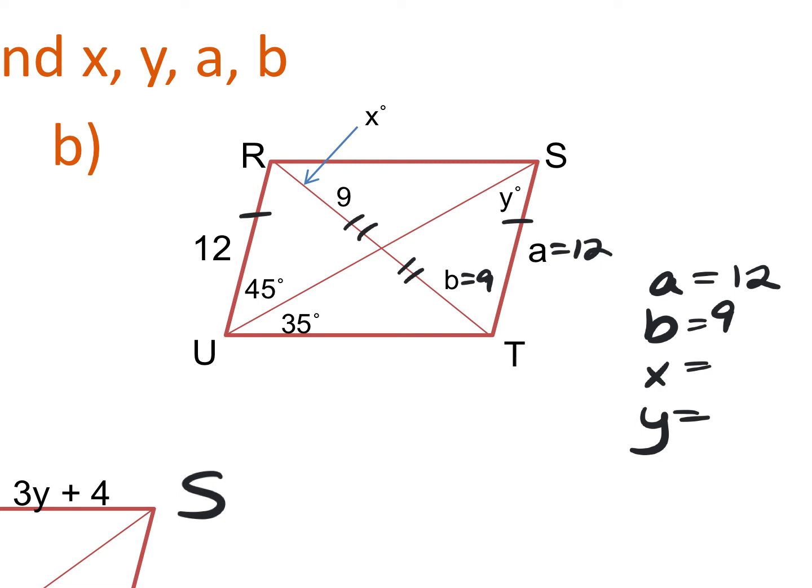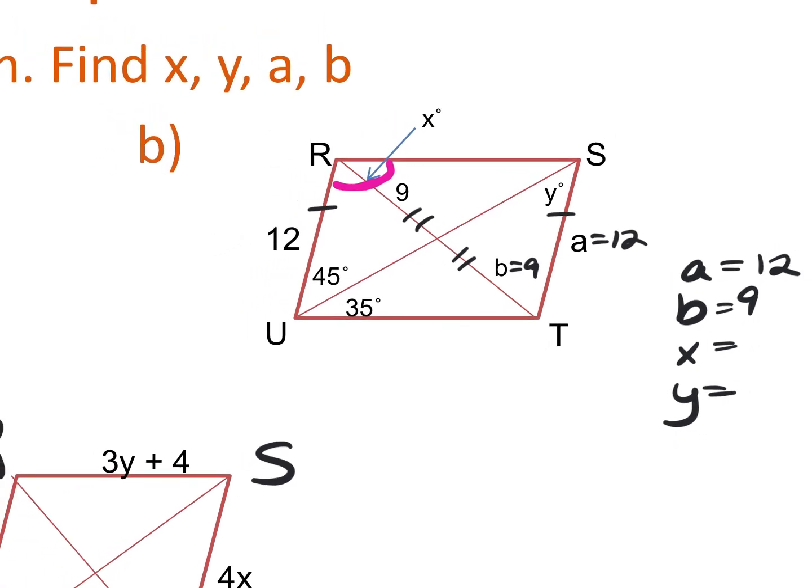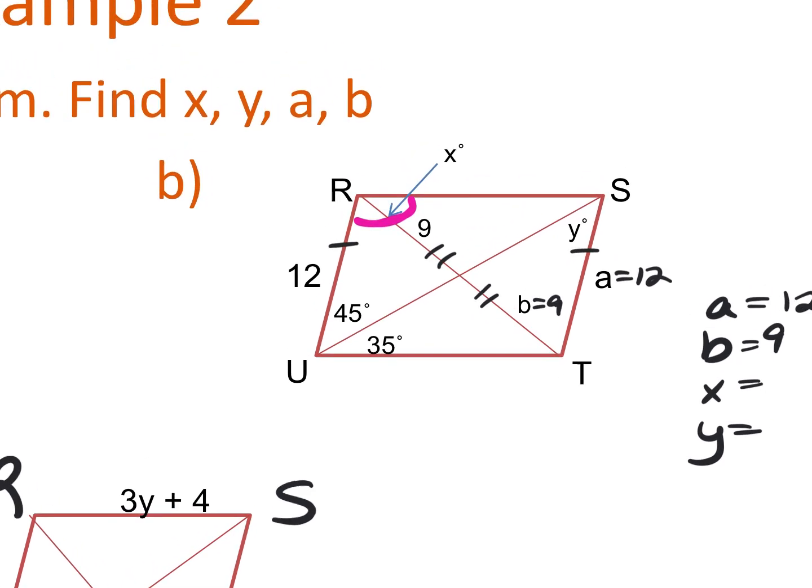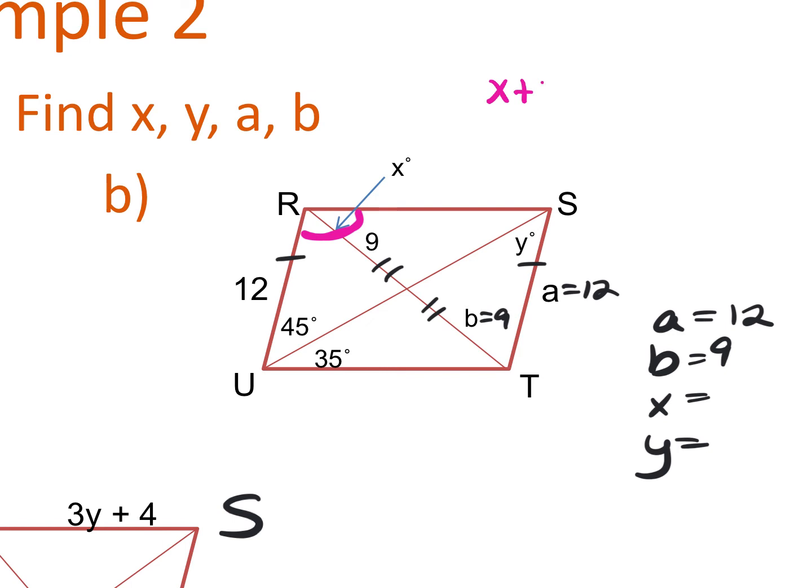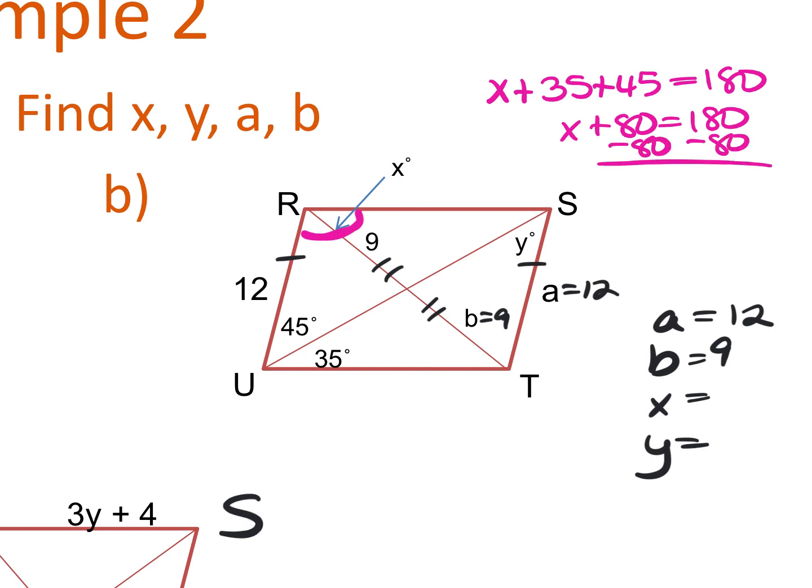And to find X, this is what they're referring to where the arrow's pointing. They want you to find the measure of that whole angle there. So for X, again, I know that U and R together, those are supplements. So to find X, I can do X plus 35 plus 45 and set it equal to 180. 35 plus 45 is 80. Subtract 80 from both sides, and X equals 100.